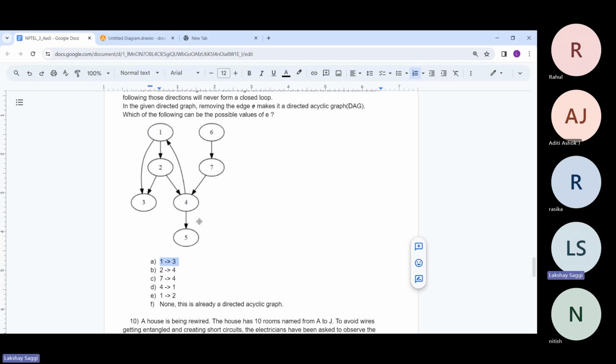Rahul is typing that the answer should be 4 to 1. Rahul is saying that if we remove this 4 to 1 edge, then it becomes an acyclic graph. So yes, Rahul, you are correct that removing this 4 to 1 edge will remove this cycle, and now it becomes an acyclic graph. But is 4 to 1 the only edge which, if we remove it, makes the graph acyclic? Or are there more edges which can be removed?